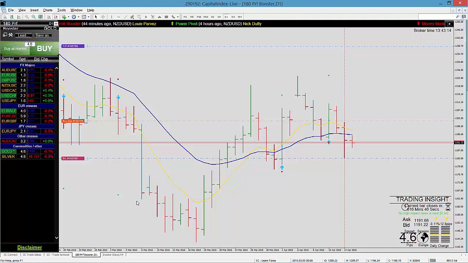You've got the choice of a 1-to-1 reward to risk or a 2-to-1 reward to risk. We recommend the 1-to-1 initially because you're going to have a higher success rate, but you can always move on to the 2-to-1 reward to risk in time as you choose.